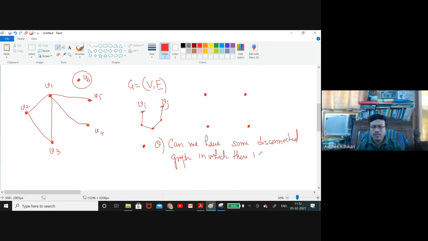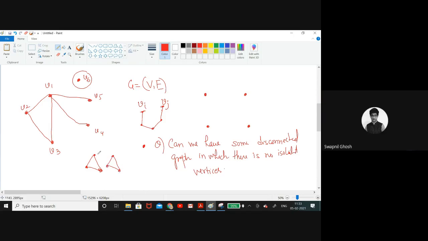Yes, consider two disjoint triangles. No isolated vertices. So suppose I have this graph and this graph.